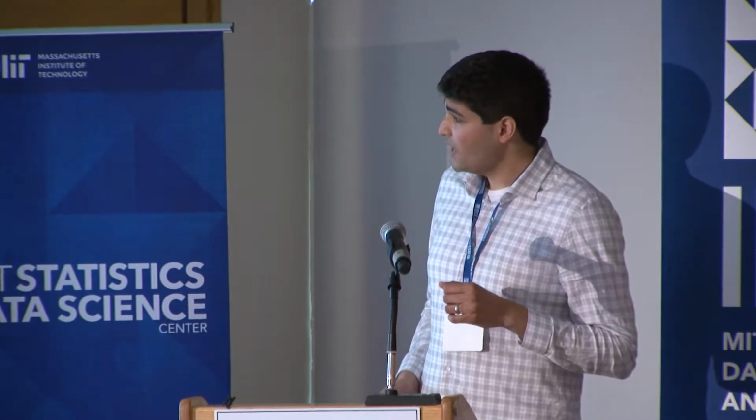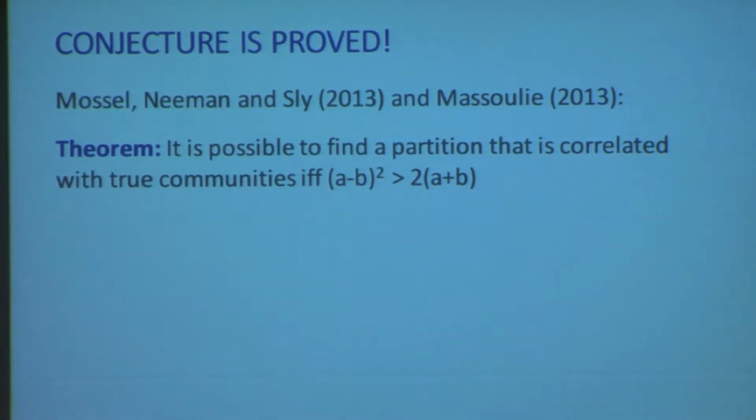And what's kind of amazing about this is that the conjecture is true. So this shocked me. This is some really neat work of Mossel, Neeman, and Sly, and independently by Massoulié, who proved that that is exactly the information theoretic limit for the problem. Not only that, but there's an algorithm meeting that bound, which really comes from belief propagation, really a linearization of belief propagation.